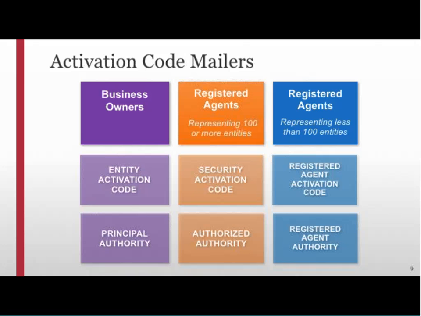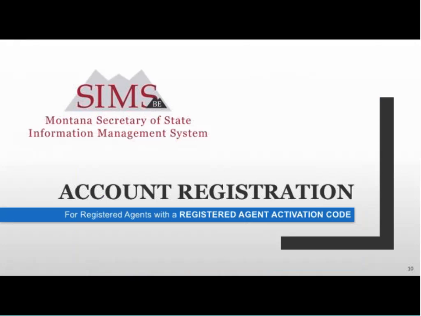Because business owners and registered agents have different types of authority, a separate account registration process is required for each group. For your convenience, the activation codes recently mailed to you have been color-coded to easily differentiate the process. A separate webinar presentation is available for each group. This webinar will focus on account registration, step-by-step instructions for registered agents representing less than 100 entities with a registered agent activation code.